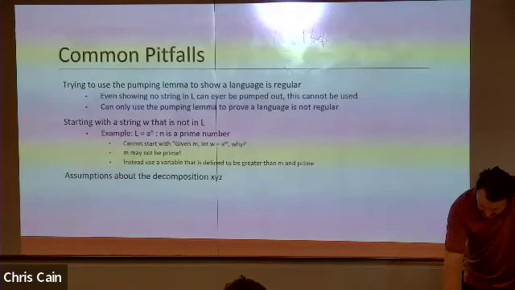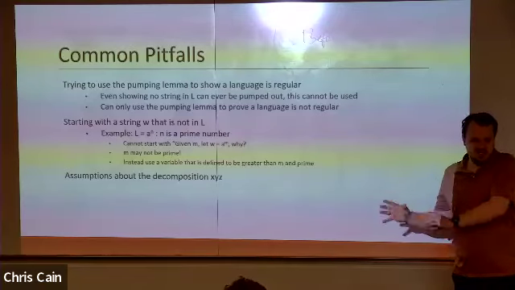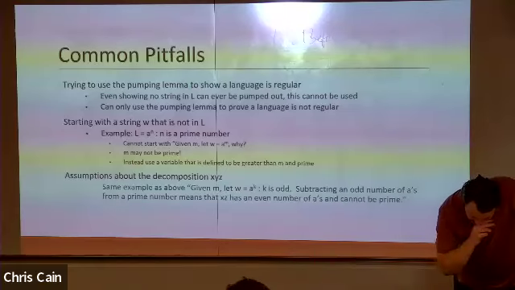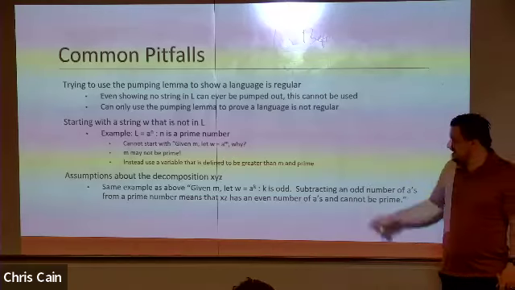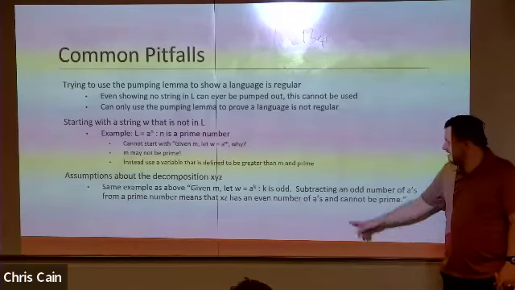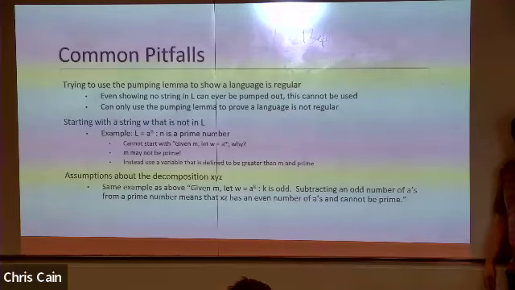Last are the assumptions about the decomposition of the string: the part before the loop, the loop, and the part after the loop. All right, same example as above. L is A to the N, such that N is a prime number. Given M, let our string W be A to the K such that K is odd. Subtracting an odd number of A's from a prime number means that XZ has an even number of A's and cannot be prime. Problems with this?